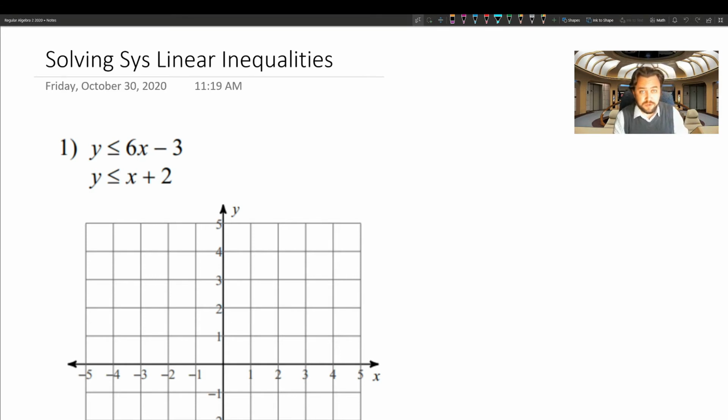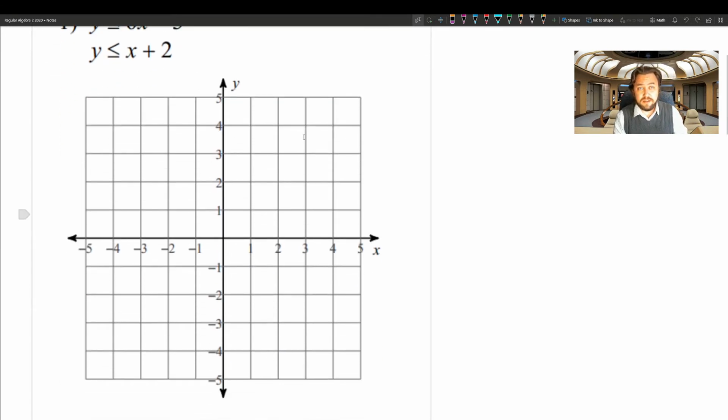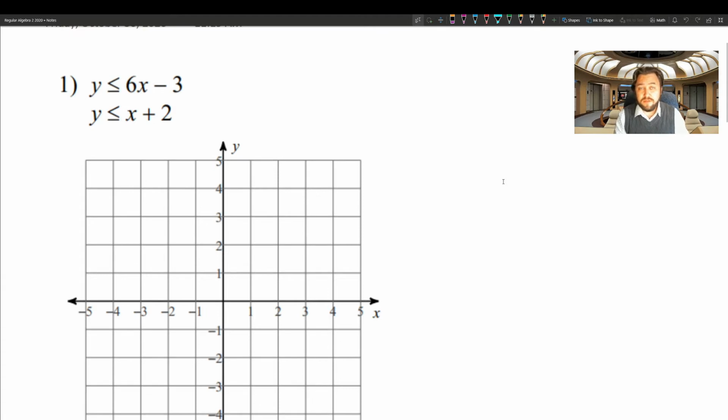I'm going to start off by pretending this is the equation of a line, so I'm going to graph it like y equals 6x minus 3. I'll graph my y-intercept, which is negative 3, and my slope is 6 over 1, so 1, 2, 3, 4, 5, 6 over 1. Then I'll find something that I can draw a straight line with, and draw this line.